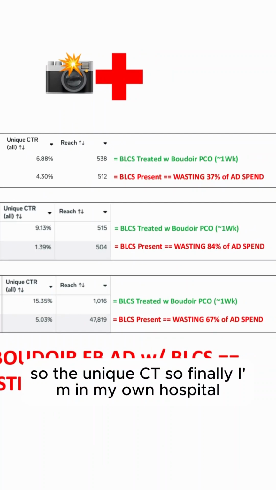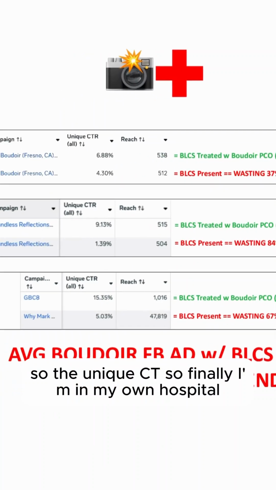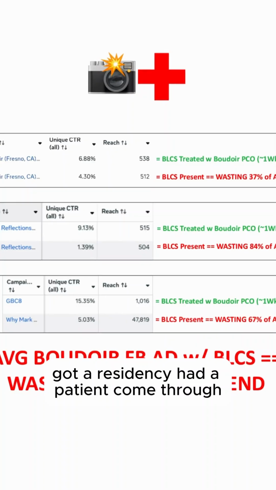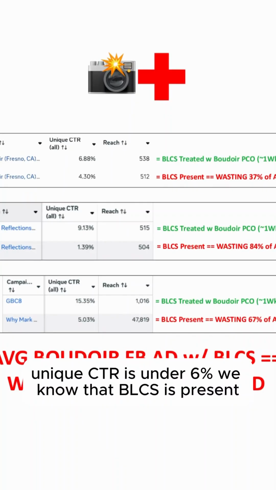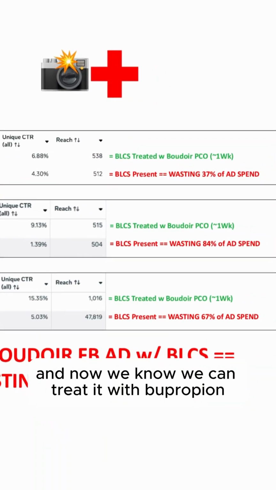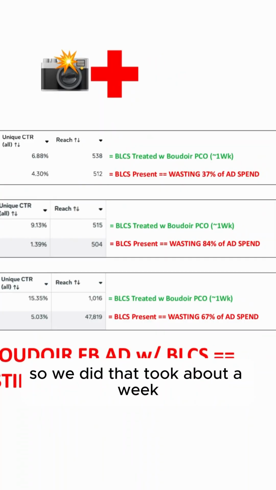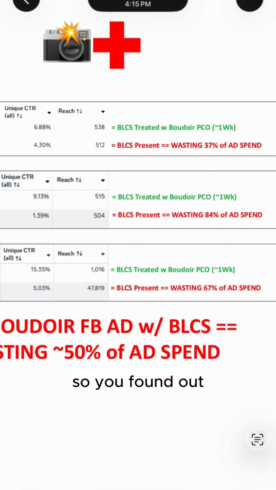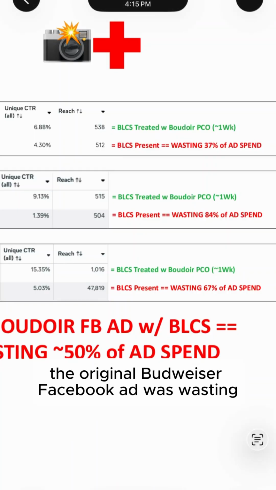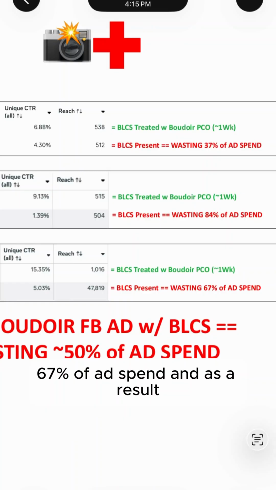So finally, I'm in my own hospital, got a residency, had a patient come through, his unique CTR, 5.03%. Boom, unique CTR is under 6%. We know that BLCS is present, and now we know we can treat it with Boudoir Pico. So we did that, took about a week. We got the unique CTR up to 15.35%. So we found out the original Boudoir Facebook ad was wasting 67% of ad spend.